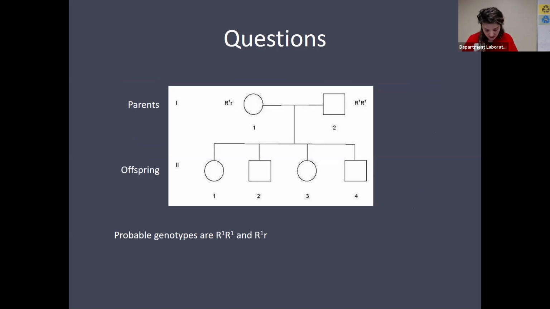Right, so this is just a genotype question. Possible Rh genotypes. Could the offspring be R1, R1? Yes, they could. Could be R1, R1. Could they be R1 little r? Yes.